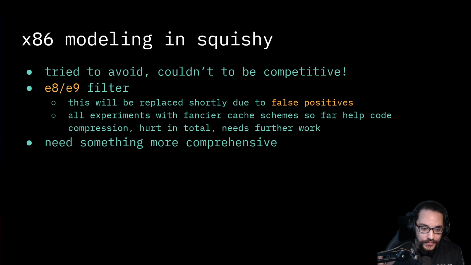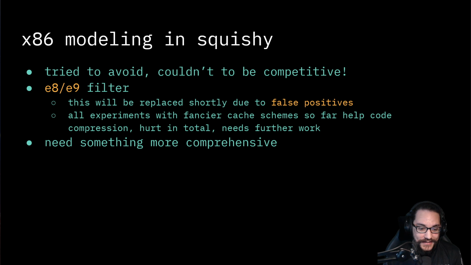So we do a filter to change those relative offsets to absolute ones, and that will help compression. And then we add a stub to undo that later. Now this will actually be replaced so that it'll work better with some stuff I'm going to talk about in a minute. But it does actually help compression quite a lot.